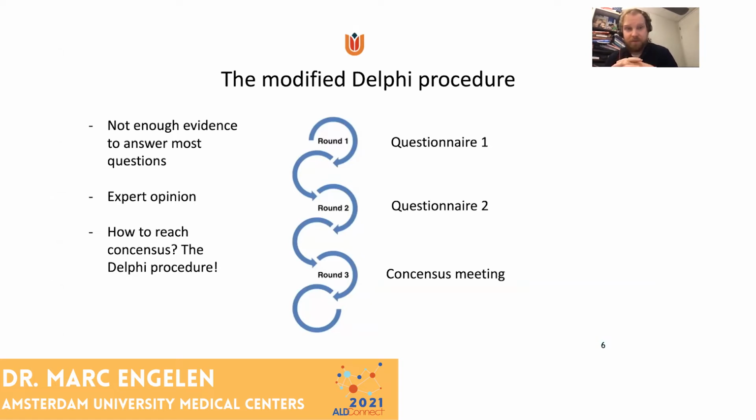But of course, the problem with expert opinion is that most experts will not agree on everything, and we need a way to reach a consensus, a workable consensus. And there is in medicine a procedure called a Delphi procedure, and that is a standardized, structured way to integrate this expert opinion into a consensus statement that is a reasonable weighing of all the different opinions. And that is summarized in this cartoon, and I will go into that in a little more detail later.